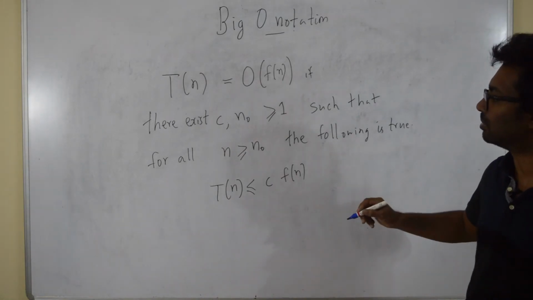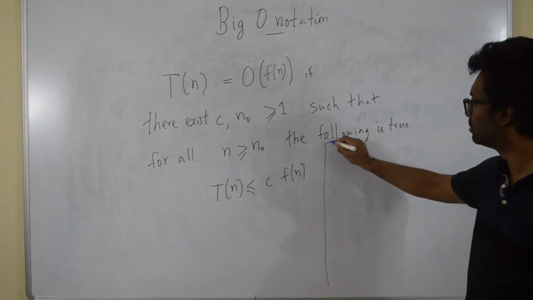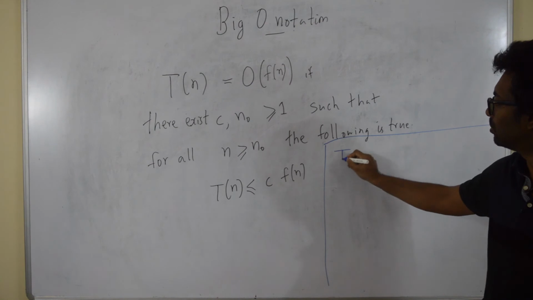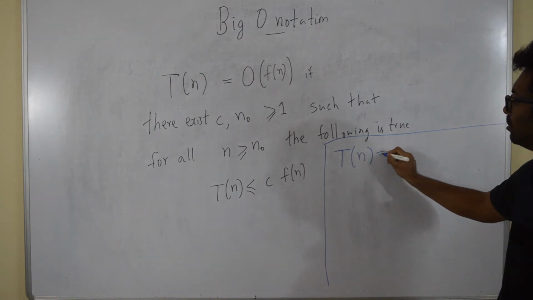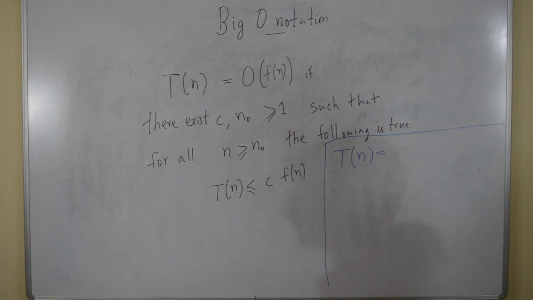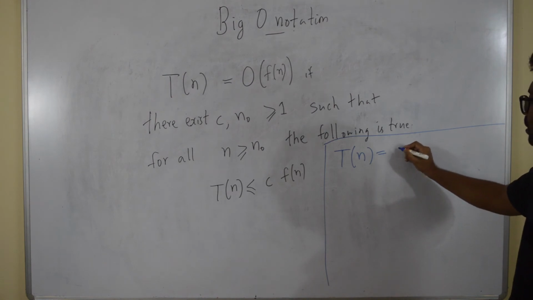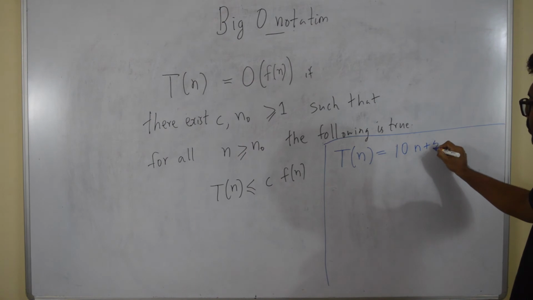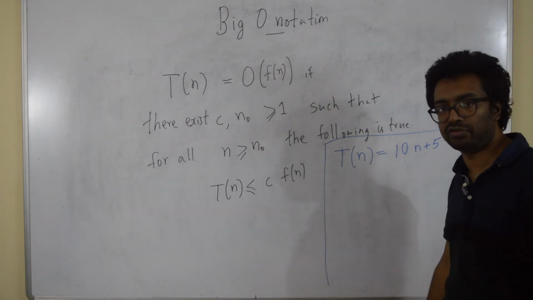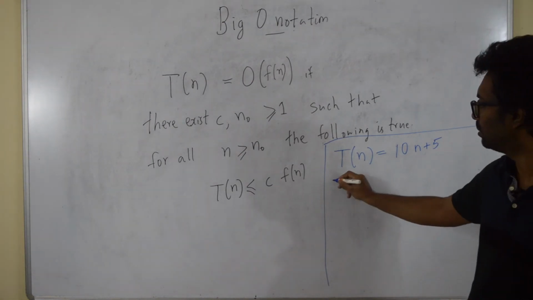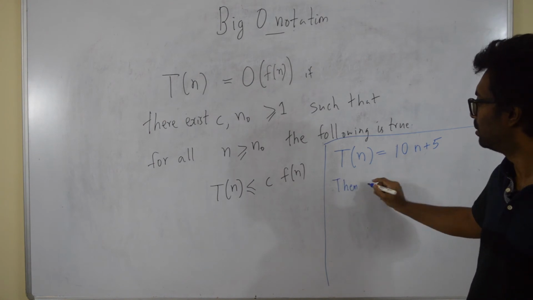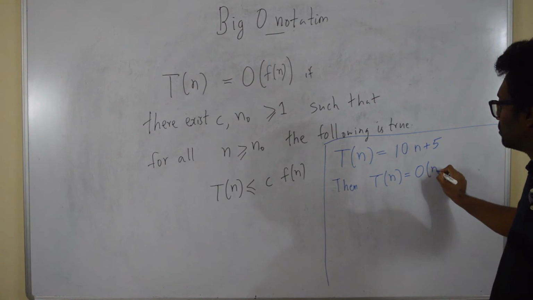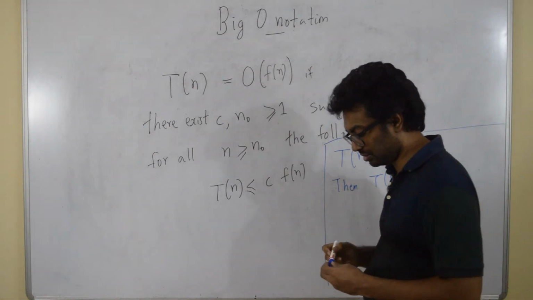Let me work out some examples here. I'm going to work out a few examples. Let me say T of n is equal to, I don't know, 10 times n plus 5. This is my T of n. Then I can write T of n is equal to O of n. Why is this true?